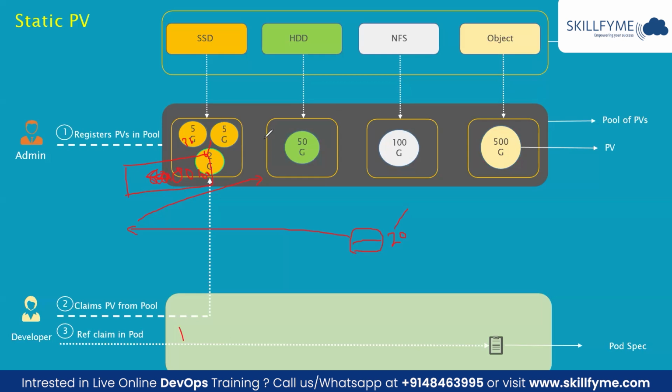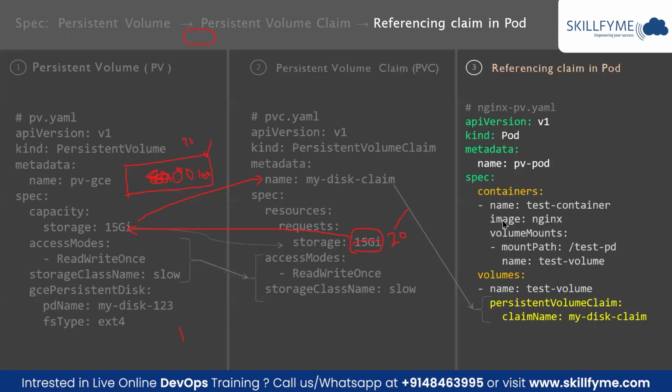Correct? So in that case, depending upon the storage class, it will try to procure the volume dynamically and allocate it to the corresponding claim request. So this is how your persistent volume claim will be identifying the actual volume. Now, once a claim is created, that claim ID is used during the deployment.